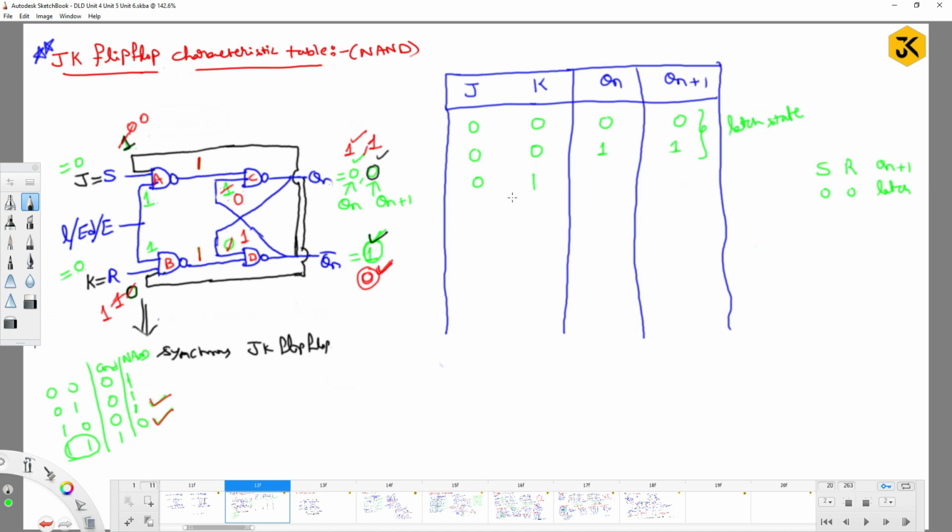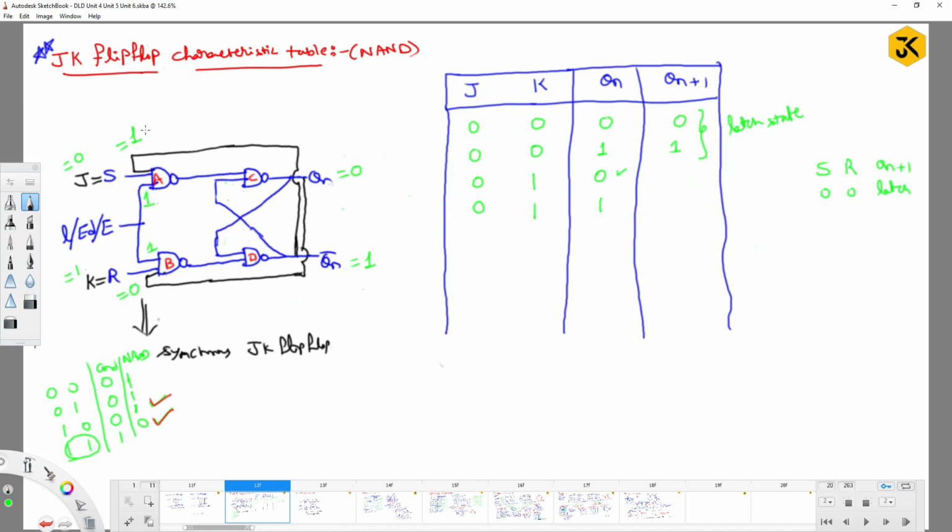The other possible values are J and K are 0, 1. q1 might be 0 one time, or q1 might be 1. Let's analyze it. So let me give the input of J as 0, input of K as 1, right? And I am assuming that q1 is 0 right now. When q1 is 0, q1 bar is going to be 1, right? When q1 is 0, that will be updated to the B input NAND gate. When q1 bar is 1, that will be updated to the A input NAND gate.